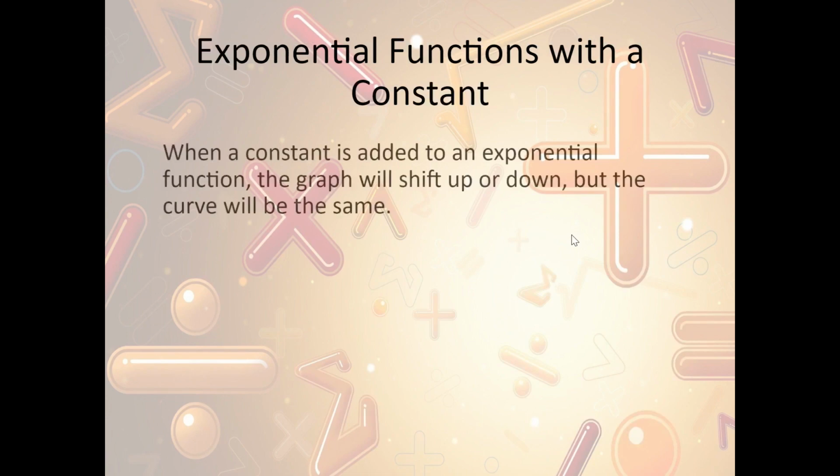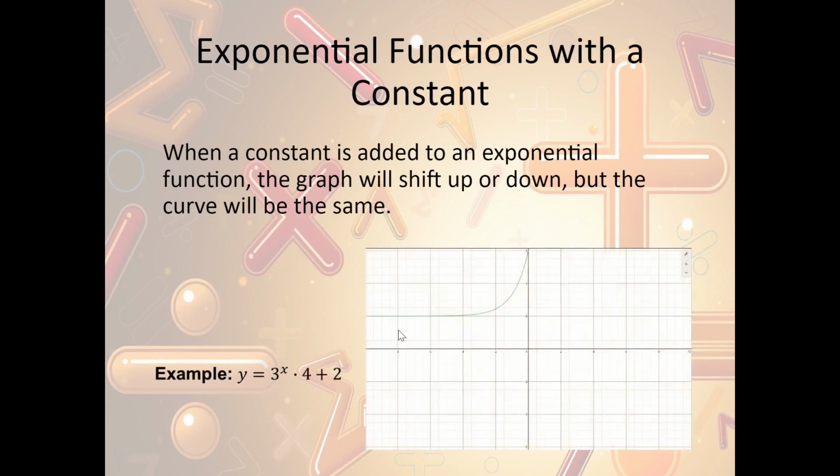Now what if we were to add a constant? When a constant is added to an exponential function, the graph will shift up or down, but the curve will stay the same. So if we had y equals 3 to the x times 4 plus 2, then it would look like this. It would look exactly the same as y equals 3 to the x times 4, except we're going to slide it up 2 units. So now the line it doesn't cross is y equals 2 instead of the x-axis.